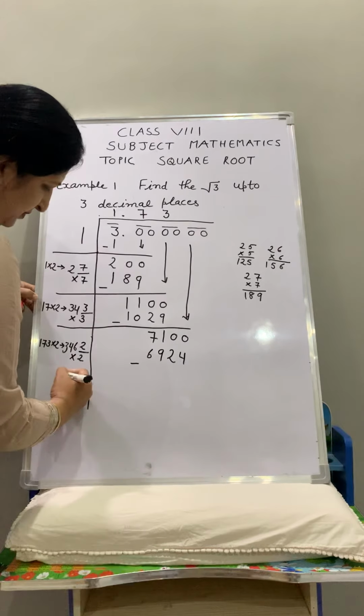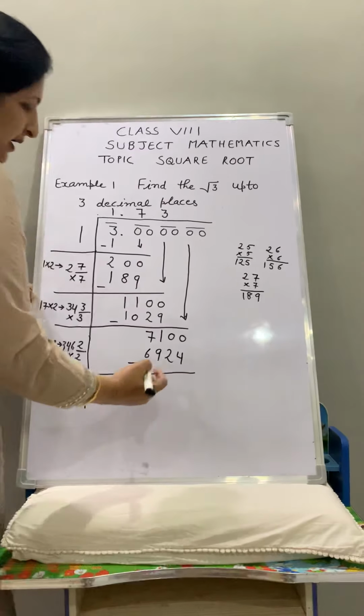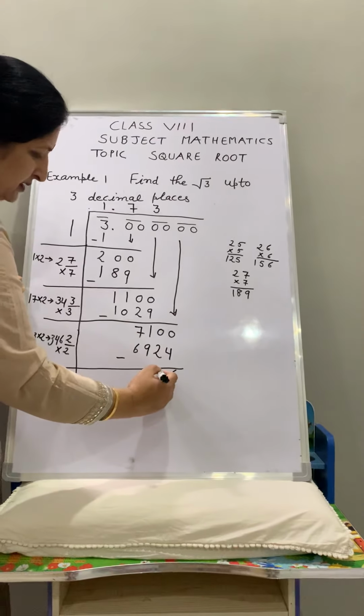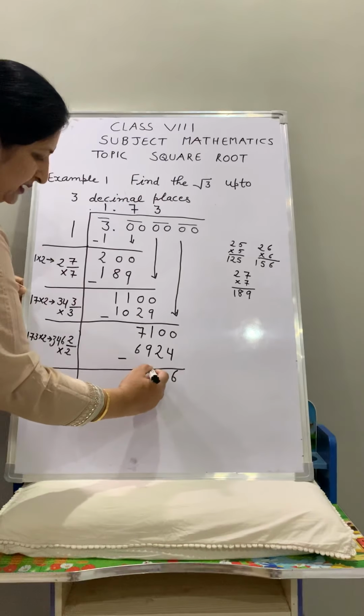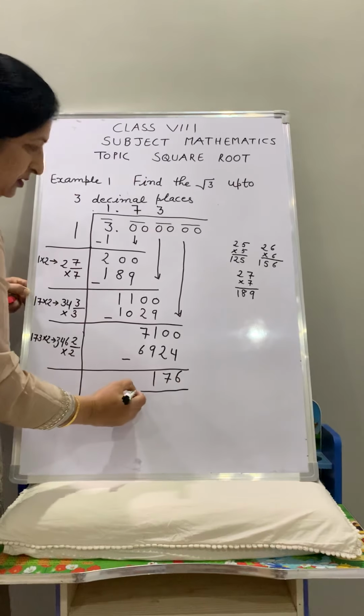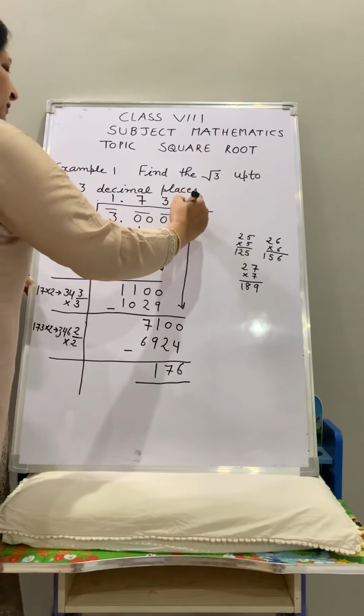And we will now subtract. 10 minus 4 is 6. 9 minus 2 is 7. 10 minus 9 is 1. 6 minus 6 is 0. Write here 2.